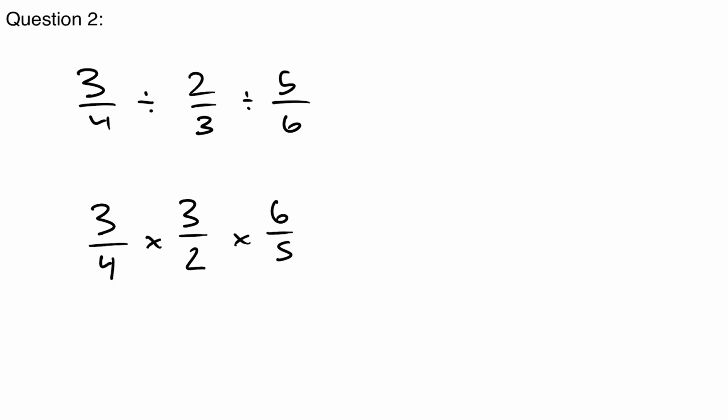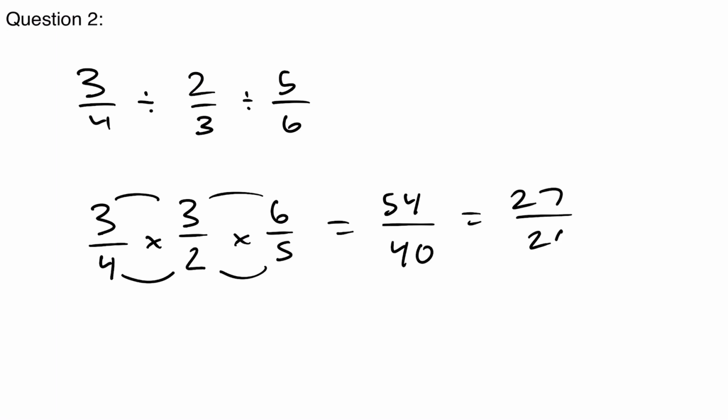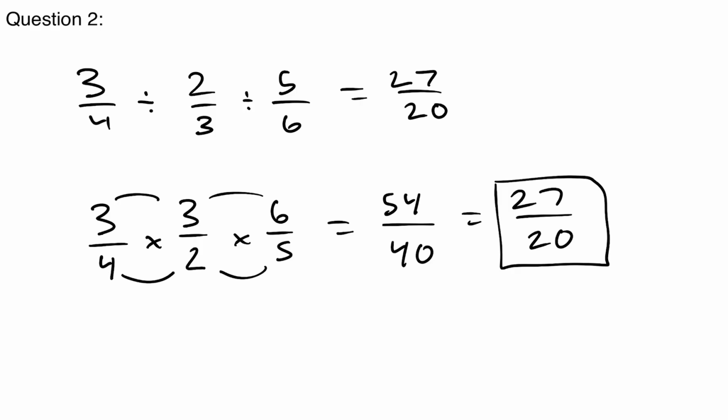And now that we've gotten to this point, we can multiply the numerators together and then multiply the denominators together. And now 3 times 3 is equal to 9, which times 6 is equal to 54. And then for the denominator, 4 times 2 is equal to 8, which times 5 is equal to 40. So we get 54 over 40, which simplified is equal to 27 over 20 when we divide the numerator and the denominator by 2. And so the answer to the original question is 27 over 20, which once again is an improper fraction.